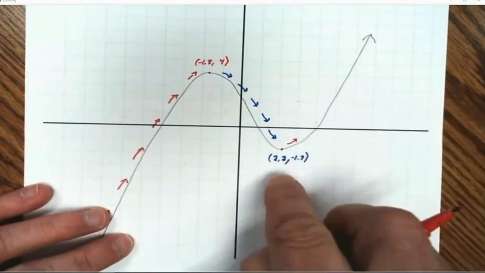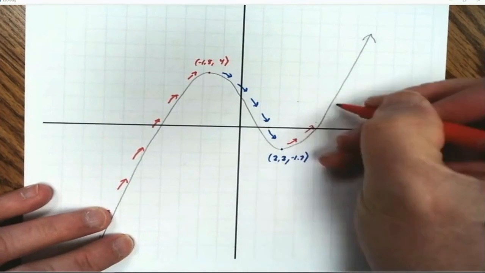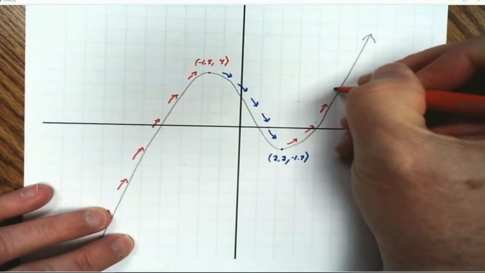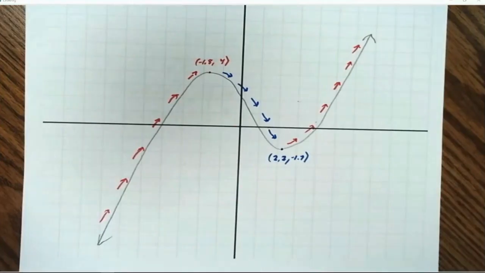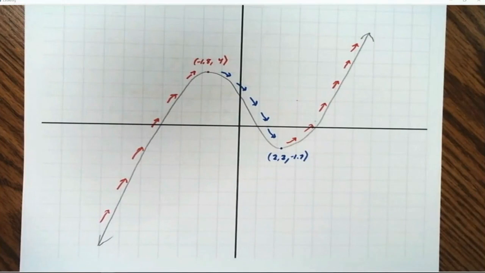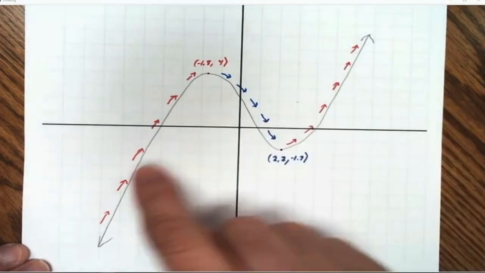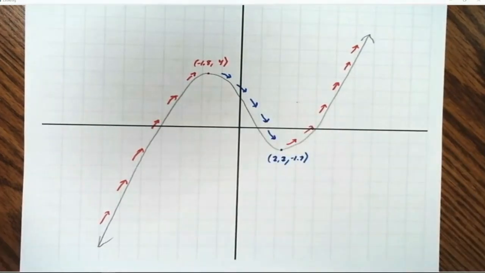After this point right here, it starts increasing again. And we see it increasing and increasing, apparently all the way to infinity, because that arrow says it's not going to stop. So what is the interval? Let's talk about the interval of increase. There's 2, because here's one and here's one. There's 2 different intervals.